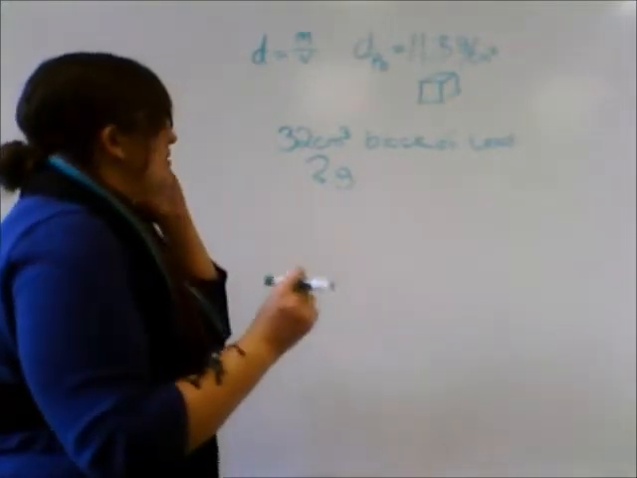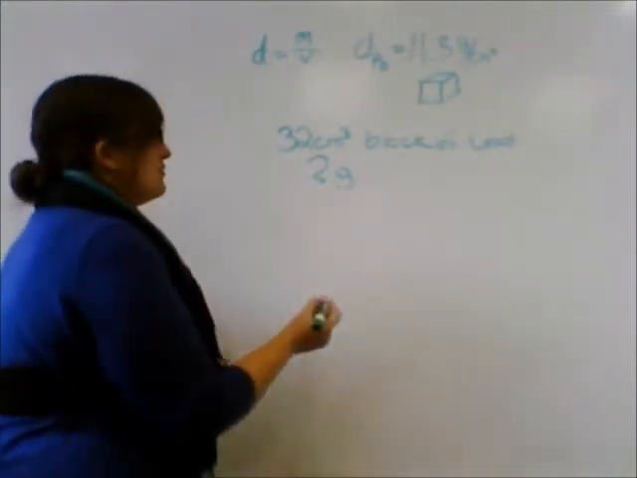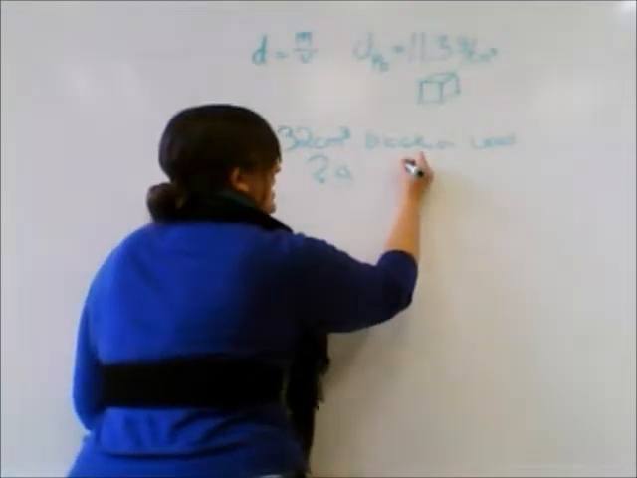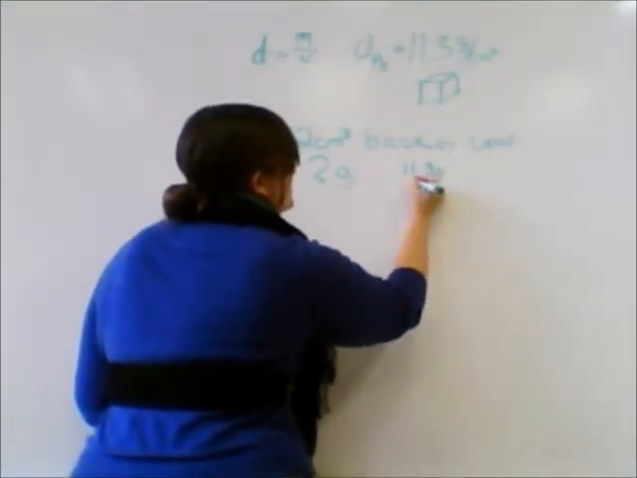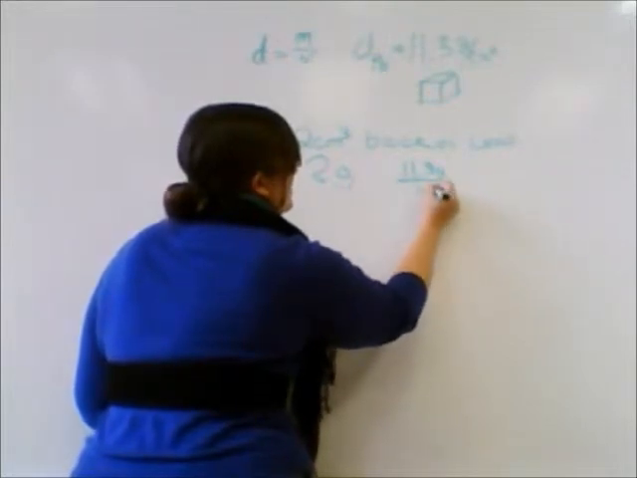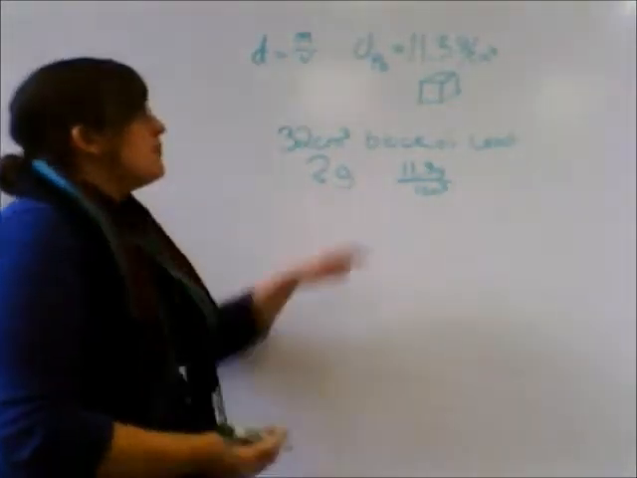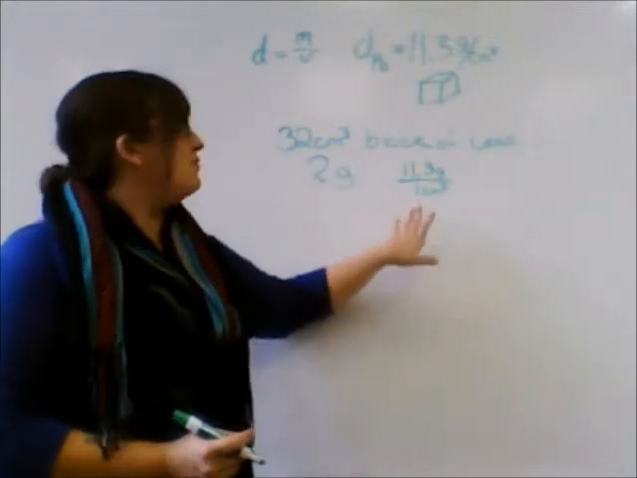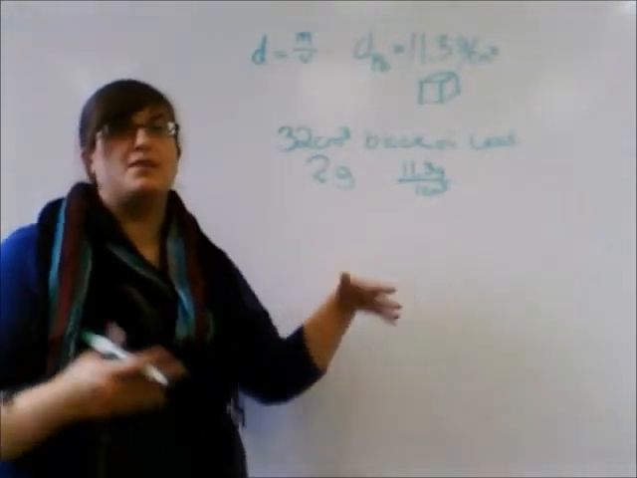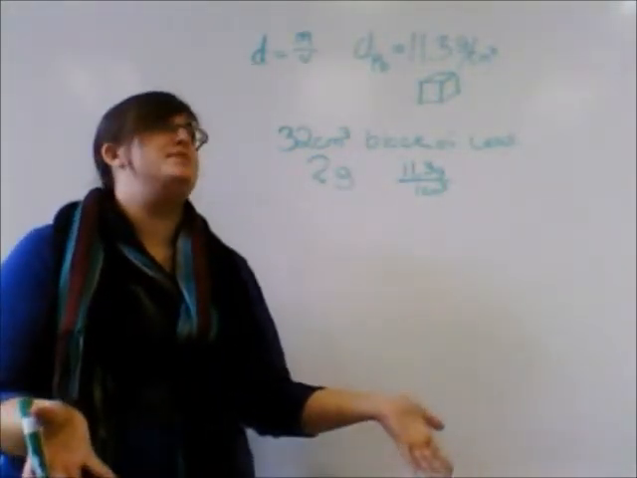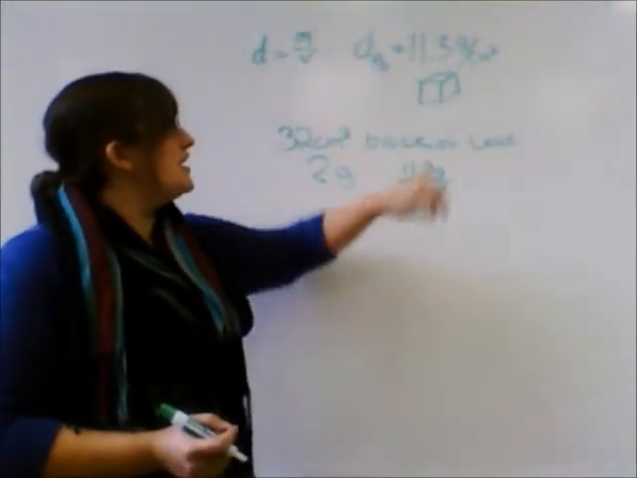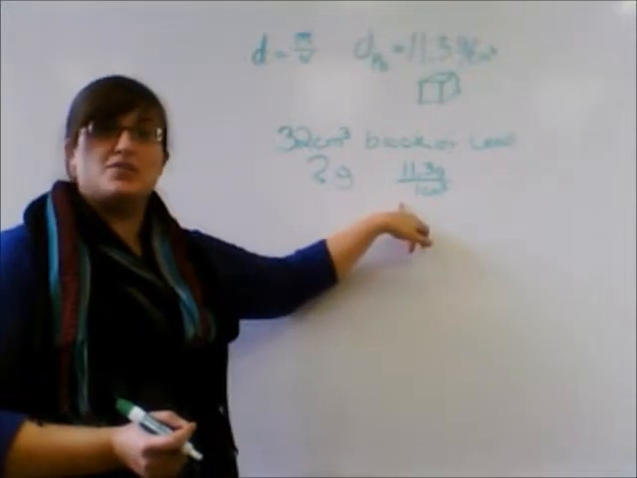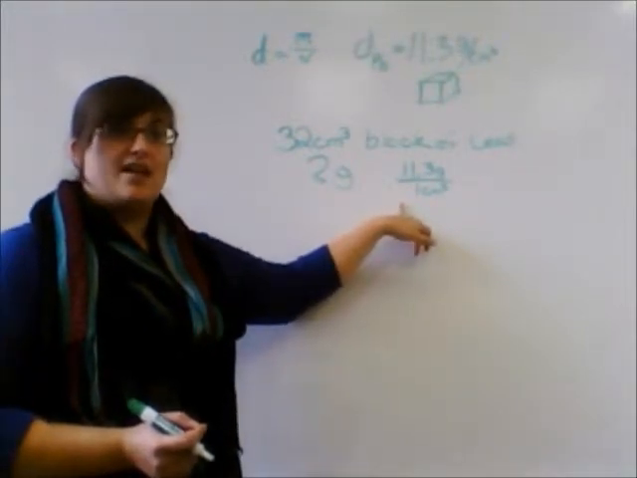So when we write our density, it's important to remember that we can write our density as a fraction. It is 11.3 grams over 1 centimeter cubed. When we're writing it like this, we usually just don't bother to put that 1 in there, because when you divide by 1, what happens? Absolutely nothing. So what we need to do is take this and convert it to this so that we can use it in our dimensional analysis.